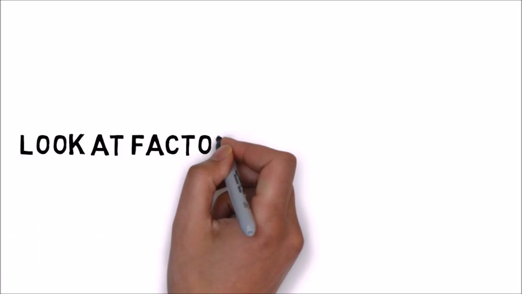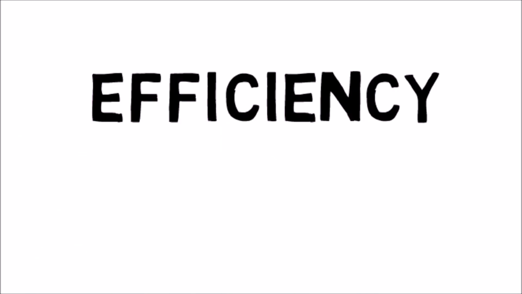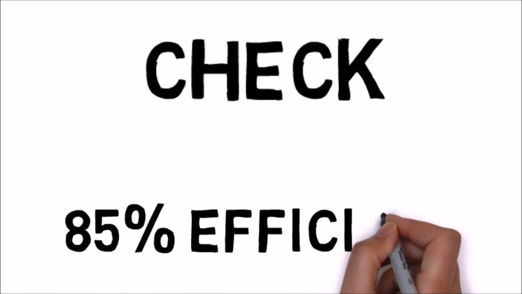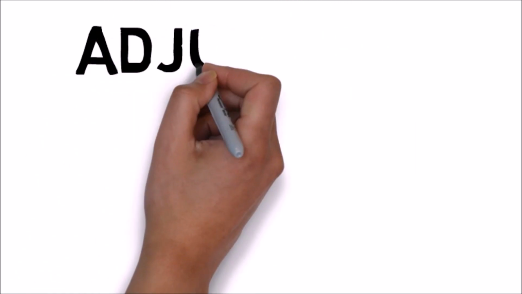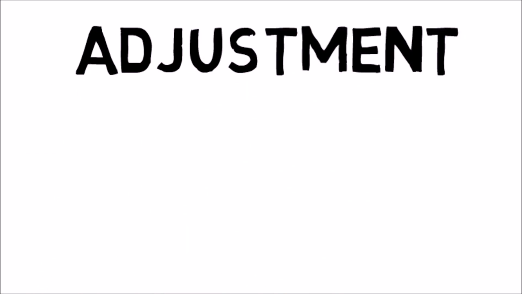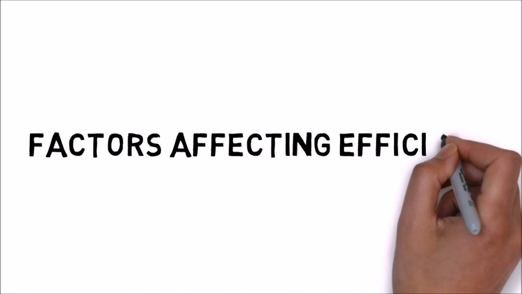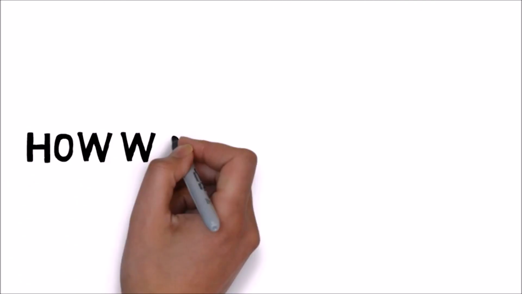Well, we have to look at the factors that are affecting our profit. For example, efficiency. So let's say our plan for efficiency is to be 95% efficient. So we do the work, we check our work, and when we check our work, we find that we're actually only 85% efficient. So now we know that our adjustment is that we need to be 10% more efficient. So in order to be more efficient, we have to look at the factors affecting it, like how we drill our holes, for example.